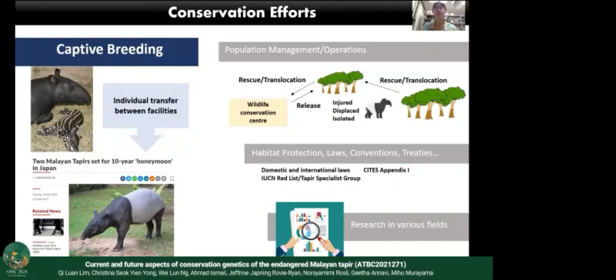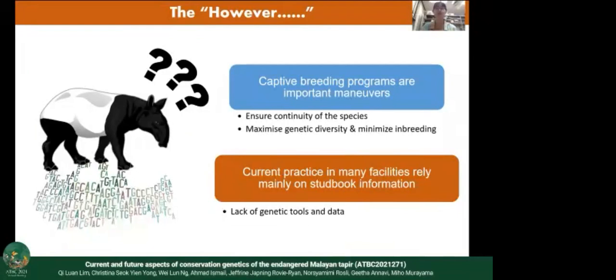Conservation efforts such as breeding programs, among others, that often involve individual transfer between breeding facilities are important maneuvers to ensure the continuity of this species, and are often tailored to maximize genetic diversity while minimizing inbreeding. However, the current practice in many facilities relies mainly on pedigree information. This is mainly due to a lack of genetic tools and data, especially for nuclear genetic markers.